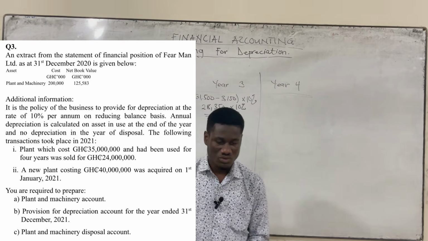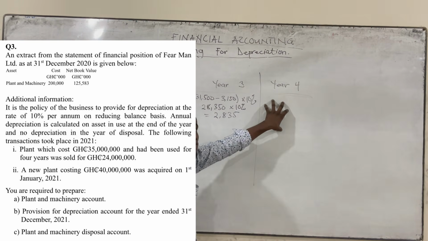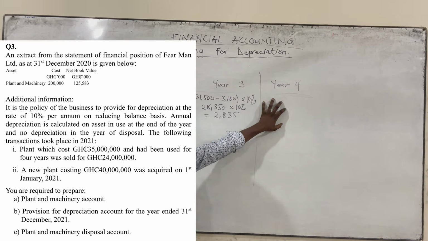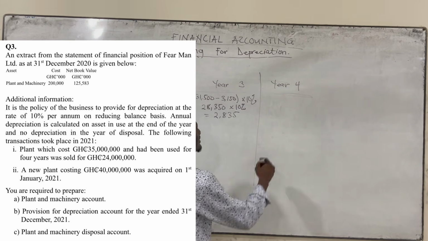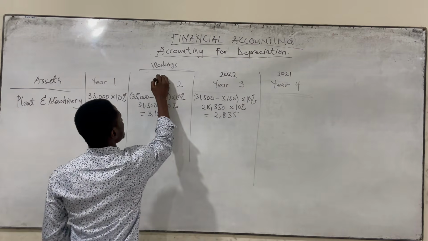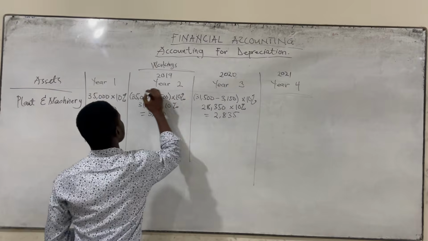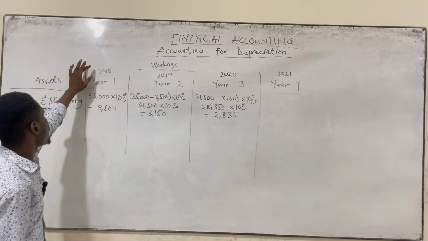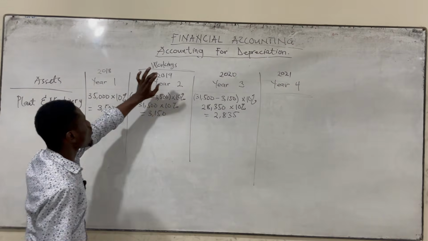We also have an asset here, a new plant costing 40 million. Okay, 40 million was acquired on 1st January 2021. So that means that this year is our 2021, right? So a new plant was acquired in 2021. We are preparing our books to 2021. So technically, here is 2021, here is 2020, here is 2019, here is 2018. So that means that this asset now as a 35,000 was bought during 2018.